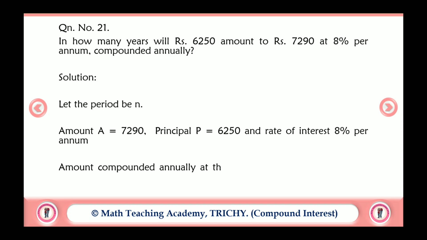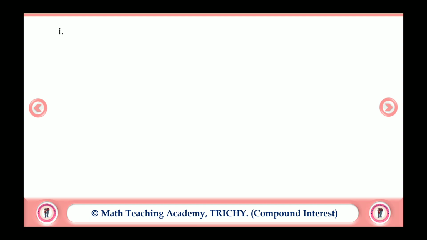We know that the amount compounded annually at the interest rate R% per annum after n years is given by capital A is equal to P into (1 plus R by 100) whole power n. In place of A, replace 7,290 and in place of P, replace 6,250 and in place of R, replace 8. So what you will get is 7,290 is equal to 6,250 into (1 plus 8 by 100) whole power n.